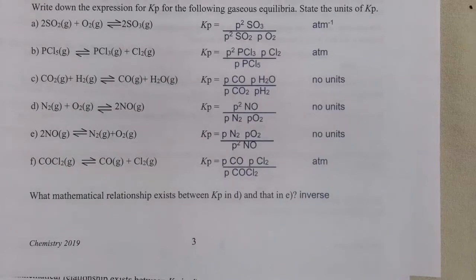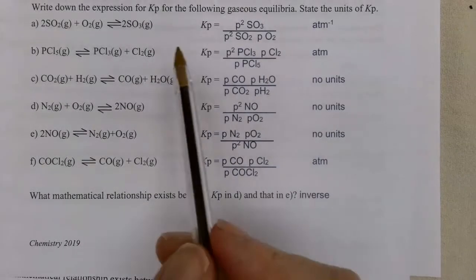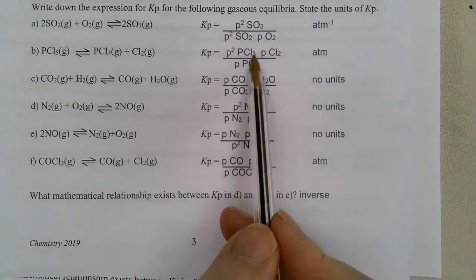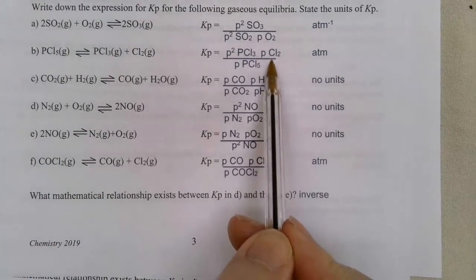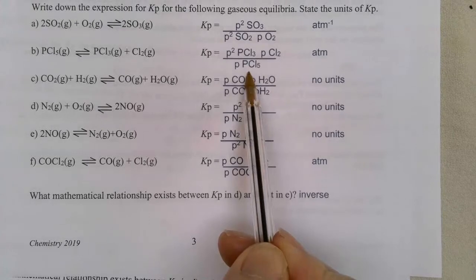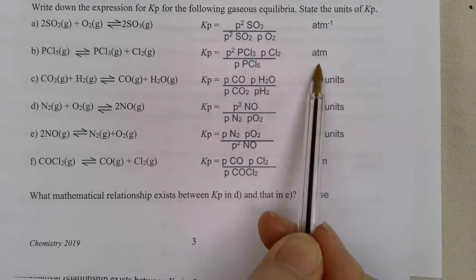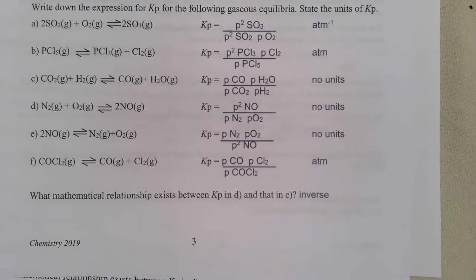And there we've done the rest of them on that page for you. So again, here we've got the partial pressure of the PCl3 times the partial pressure of the chlorine divided by the partial pressure of the PCl5, so that all cancels to ATM.